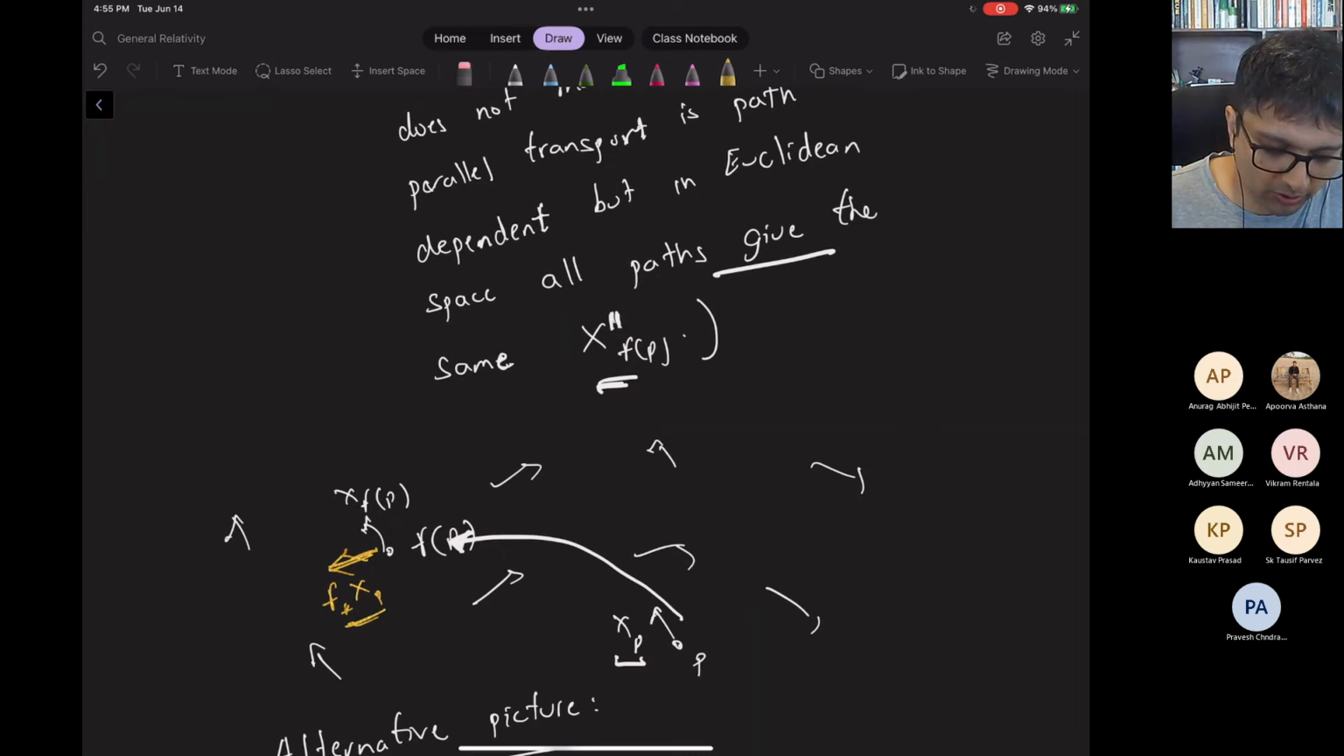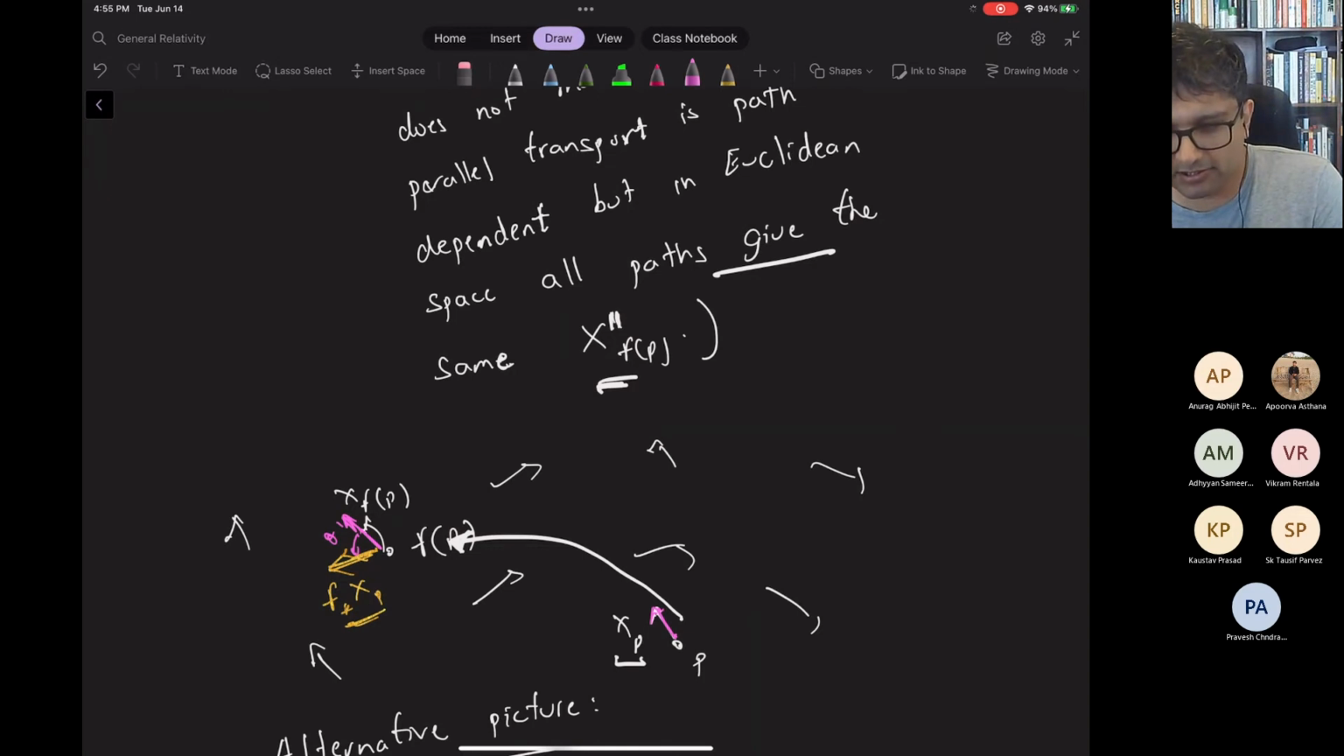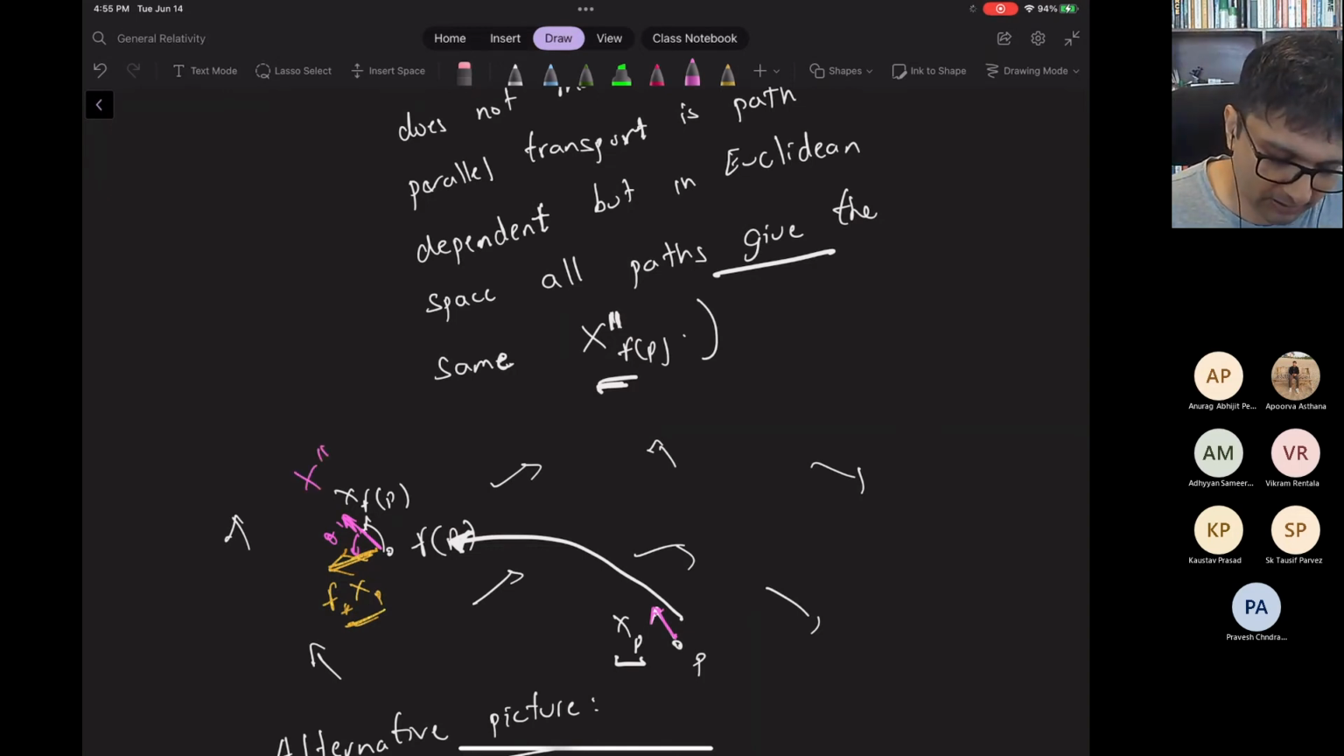But how do I tell that this is rotated? Well, I can tell this is rotated by comparing it to the parallelly transported version of this vector, which will look like this. It's just parallel to the original vector, and I can see that it's rotated by an angle theta. This comparison doesn't make sense in a curved space because there is no natural notion of what it means to parallelly transport the original X_p. That would be a path dependent statement.